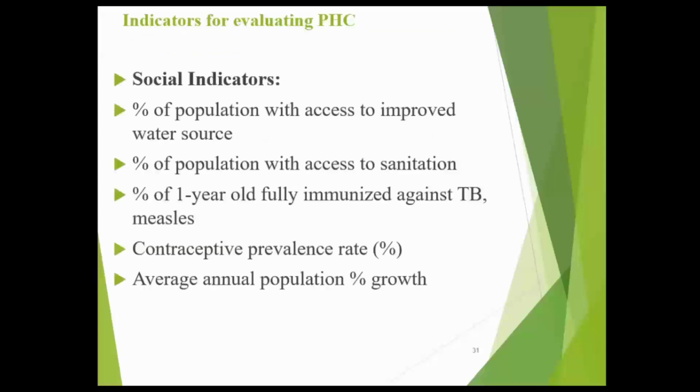And the indicators for evaluating primary health care centers include some social indicators, such as the percentage of the population that have access to an improved water source, the percentage of the population with access to sanitation, the percentage of 1-year-old children fully immunized against TB and measles, and contraceptive prevalence rates, because they provide family planning and reproductive services, and then the average annual growth rate in that PHC. So these are some of the indicators used to assess PHC.